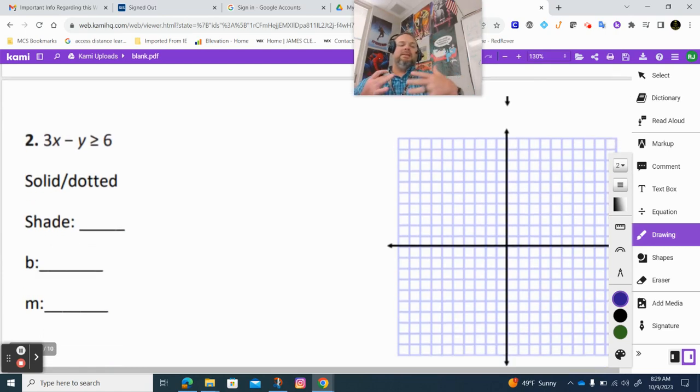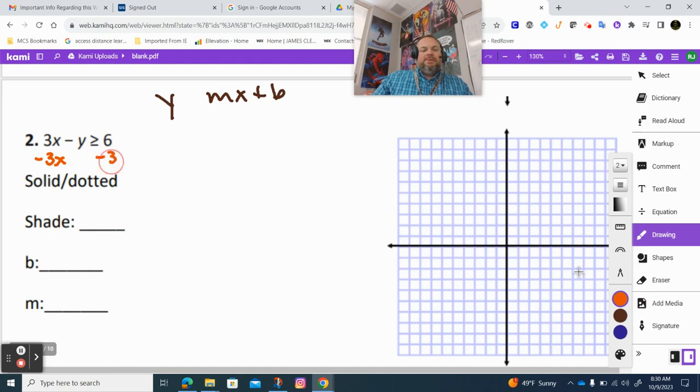All right. Let's look at number 2. Can we graph this as is? Okay, yeah, but let's wait. Is this in this form? No, we have to have y on one side by itself. So let's subtract this 3x from both sides.